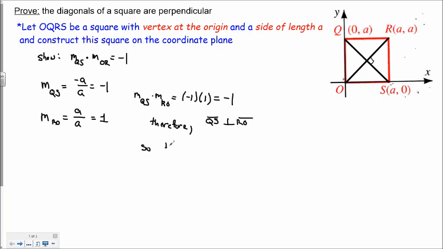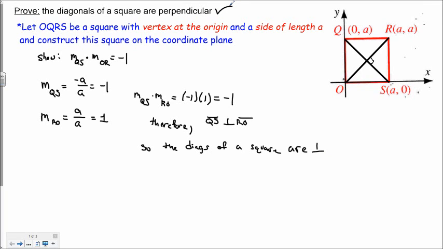So the diagonals of a square are perpendicular, which is exactly what I was trying to show.